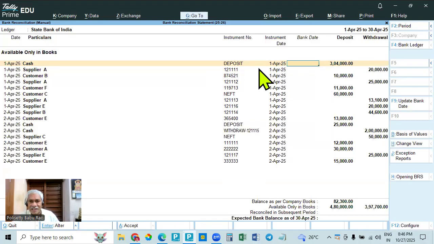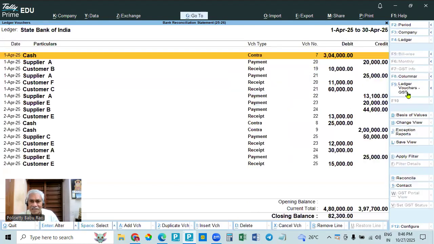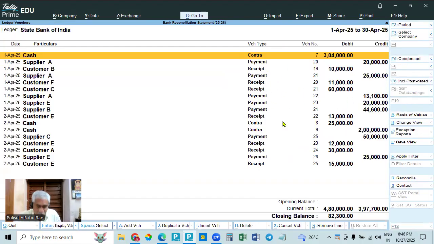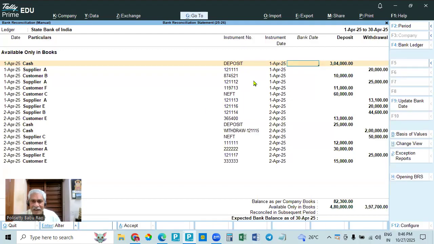And these extra columns will be available. See, one, two, three, four columns in this way. In addition to this, some extra columns will be there, like deposit, and voucher number will not be there. So all the items will be available in the bank or not. If they are available, okay. And if anything is available in the bank but not available in the books, you have to make the entry now.